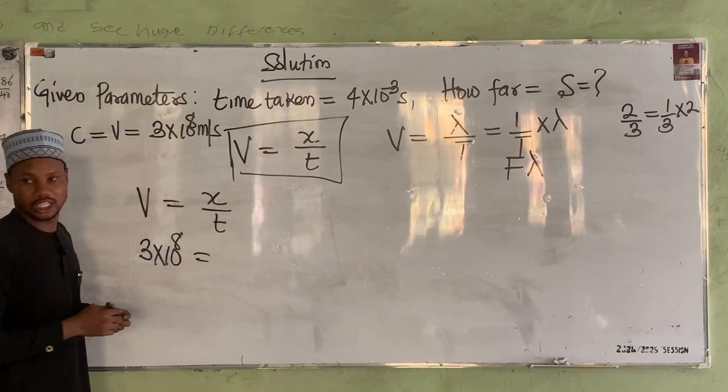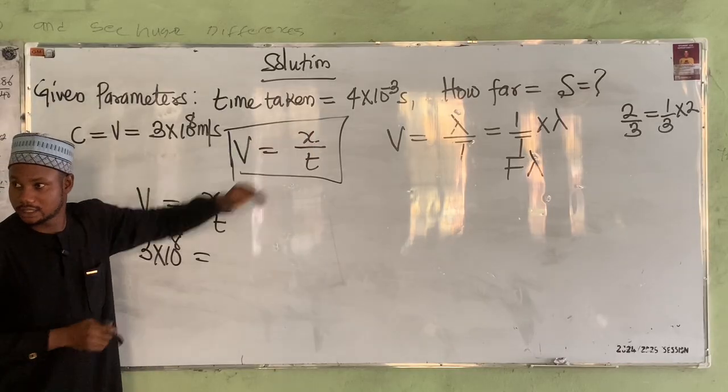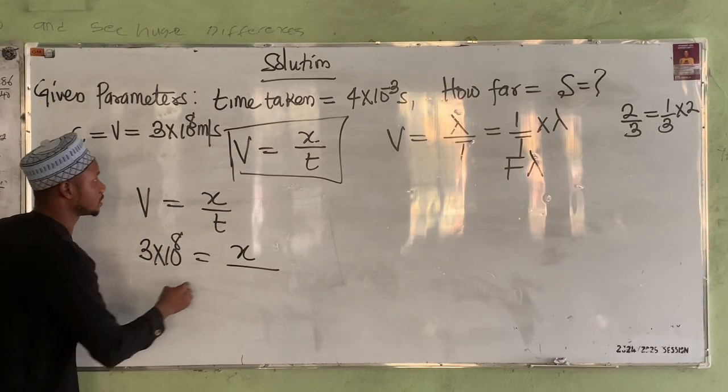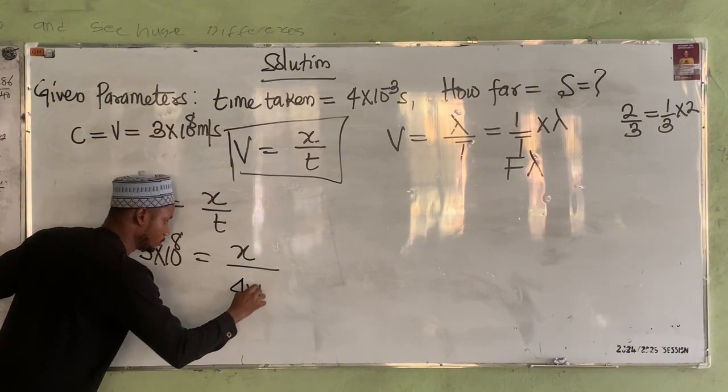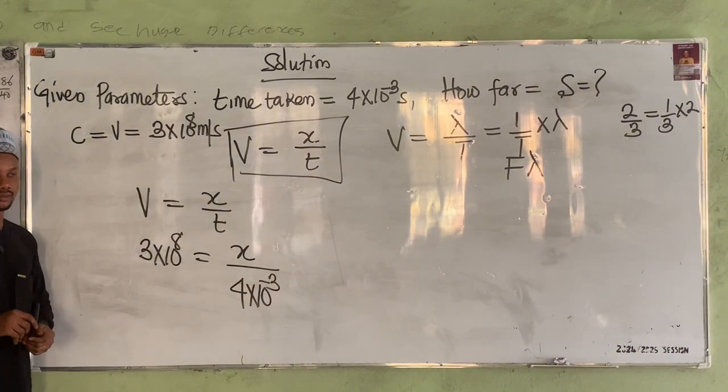Is S given to us there? No. S represents distance, right? That is how far. Do you get that? So S over, what's our time taken, class? 4 times what? 10 raised to the power minus what? 3. Please take note. You can write.